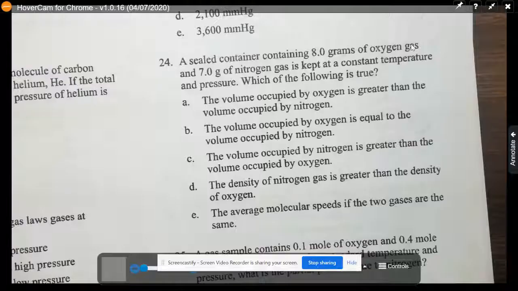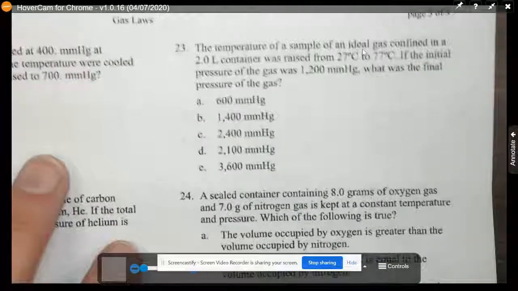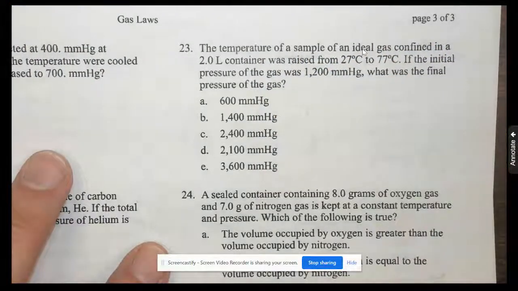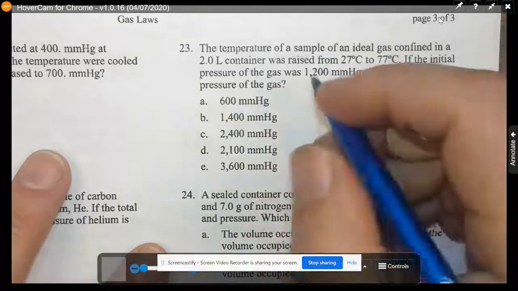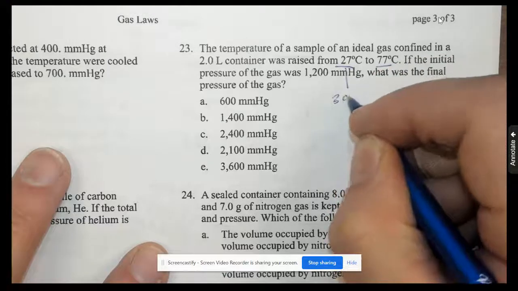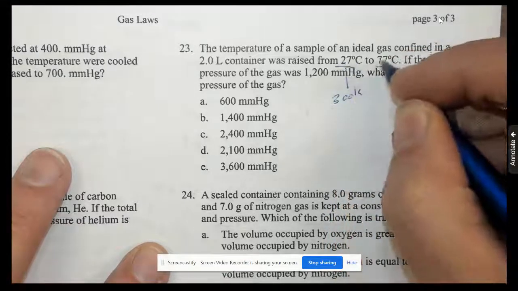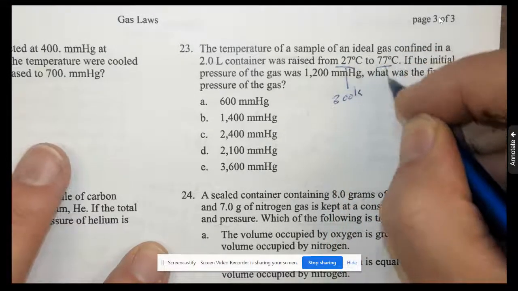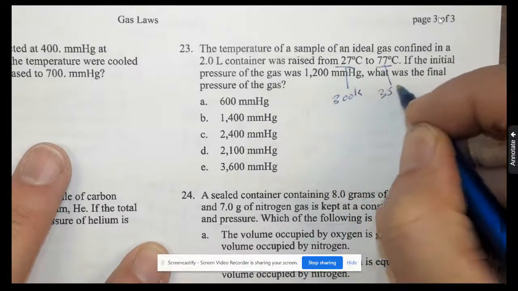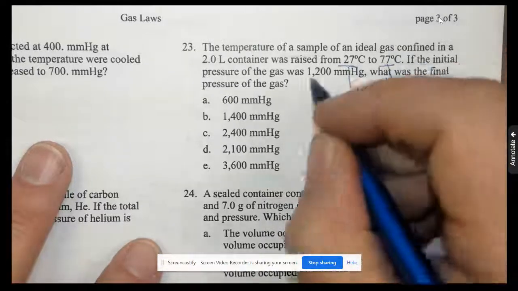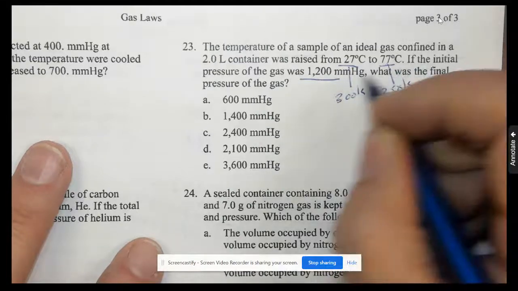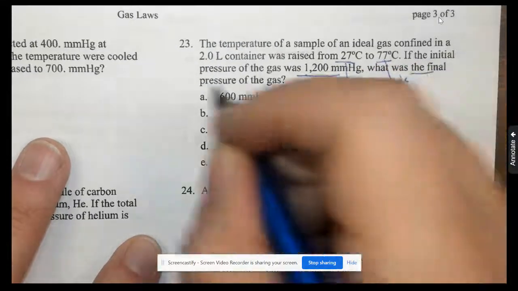Okay, so I am kicking this back into gear, starting with question number 23. The temperature of a sample of an ideal gas confined in a 2-liter container was raised from 27 to 77. Again, immediately convert those to Kelvin. So I added 273. I'm going to do the same here. I know this is 50 higher than this, so this is going to be 350 Kelvin. If the initial pressure was 1200, what was the final pressure?